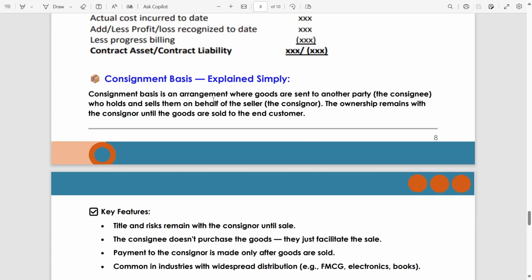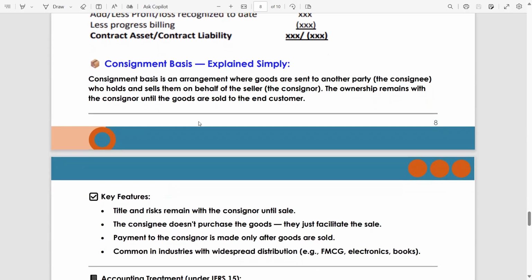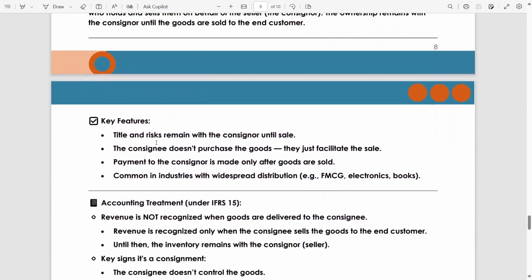Consignment basis is an arrangement where goods are sent to another party, the consignee, who holds and sells them on behalf of the seller, the consignor. The ownership remains with the consignor until the goods are sold to the end consumer. Key features: title and risk remain with the consignor until sale.